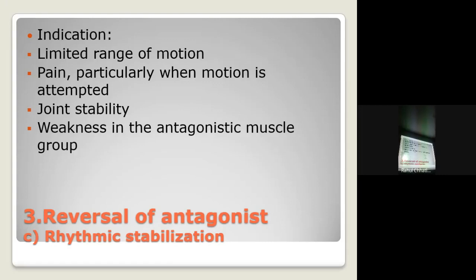Indication: when there is limited range of motion, when there is pain, when there is joint instability, when there is weakness in the antagonistic muscle group. Sorry, here it will be joint instability, yes, not stability. When the joint is unstable, then you provide isometric contractions, that is rhythmic stabilization.